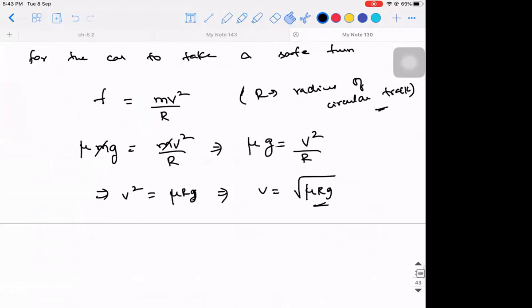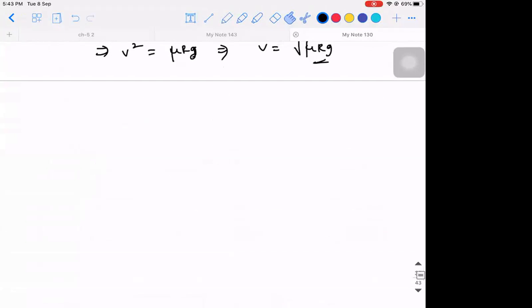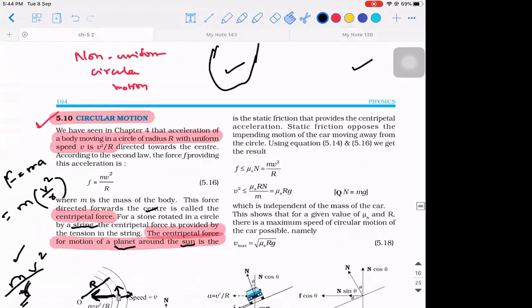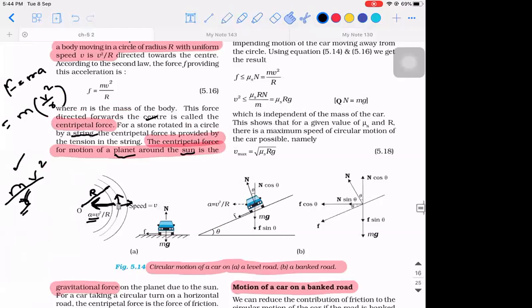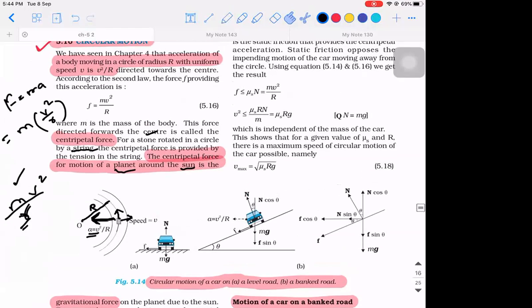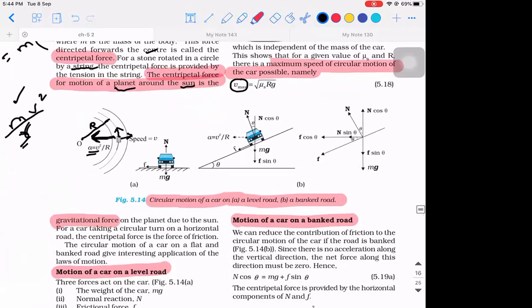So this is all about the level road. This is the motion of a car on a level road. What they are trying to say is the velocity should be less than or equal to this value. That is why it is called the maximum velocity. As I told you, it is a speed limit, the speed with which the car can take a safe turn. Maximum speed of a circular motion of car possible. I hope this point is clear.